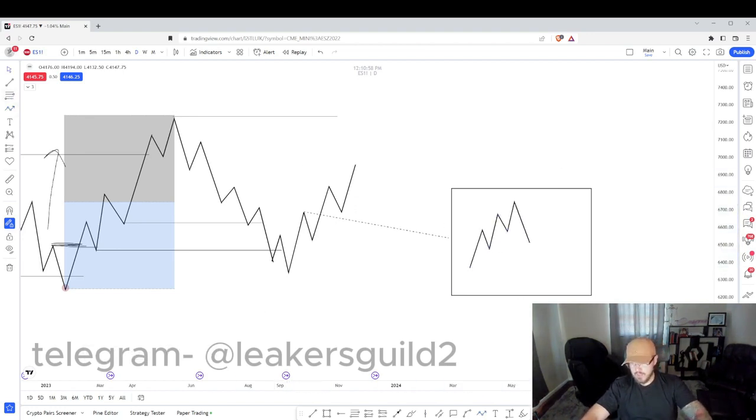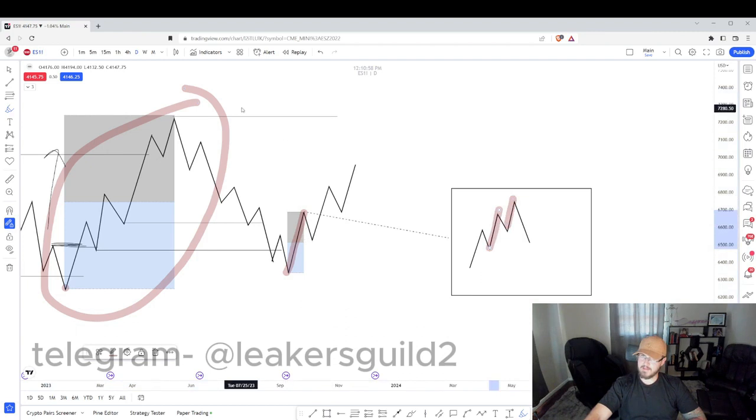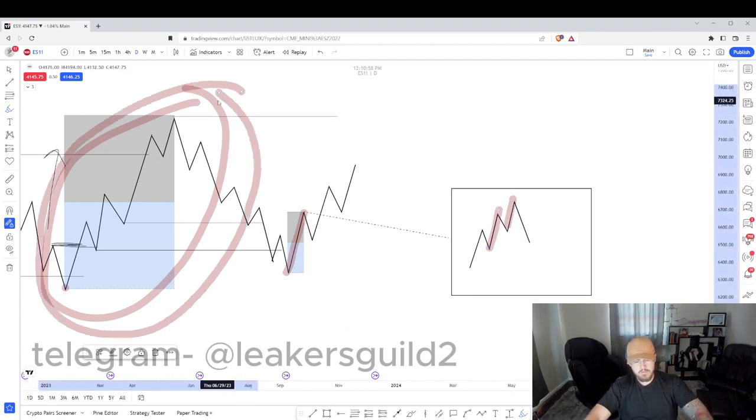If you have each internal leg, just like we use premium and discount for our external leg on a daily chart, we can use premium and discount on internal legs, because this entire move right here is going to be something like this on a lower time frame. Once you zoom in, you see each one of these legs is going to be something like this right here on a lower time frame.